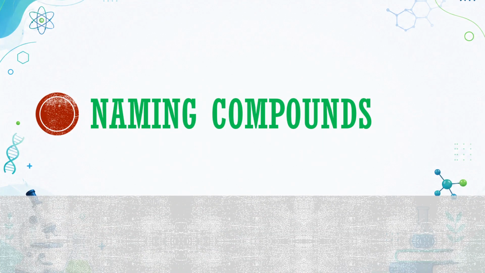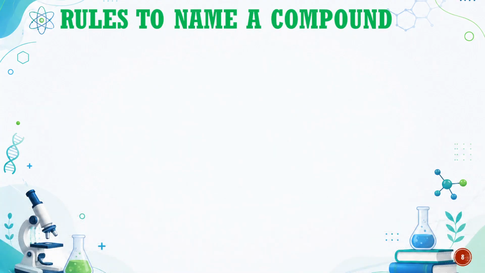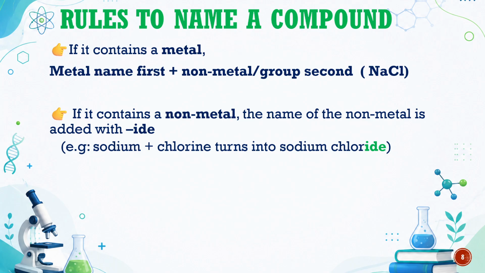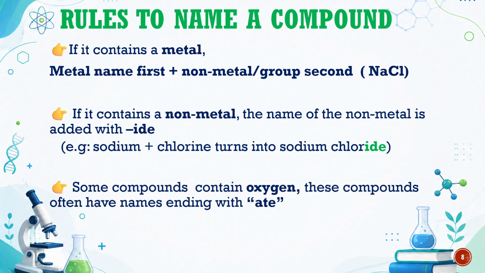Now let's see how we are going to name these compounds. In our last lesson we talked about how every element is given a unique name, and a short form for that particular element. We talked about the chemical names. Now, when a compound is formed by joining two elements, we need to have some naming conventions and rules for compounds as well. All right, so there are three main rules for naming a compound.